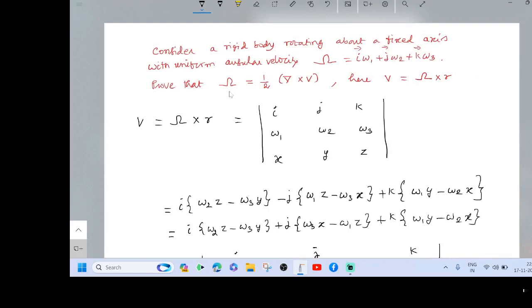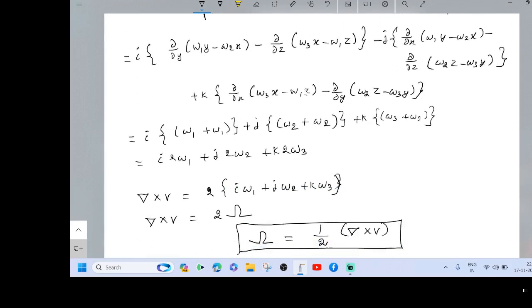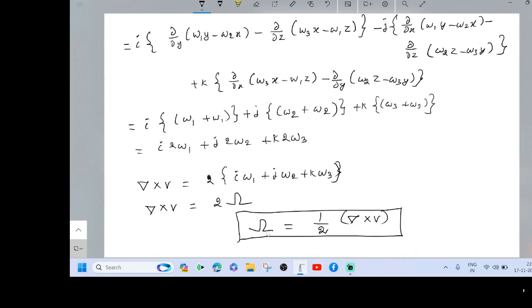Up to this problem, prove that angular velocity omega equal to 1 by 2 into curl v. Here v is our linear velocity. Hence, we are done. Angular velocity omega equal to 1 by 2 into curl v.